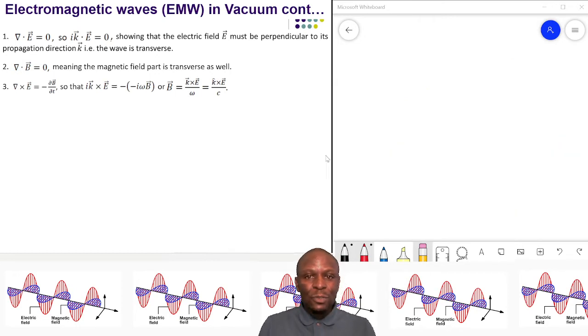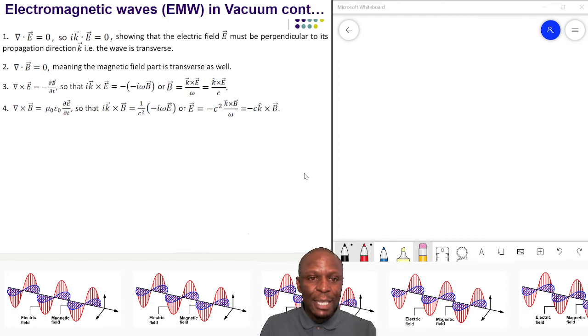Right, now let us also talk about the last Maxwell equation, which is that the curl of B is given by this in vacuum. Whenever I see that, I'm going to write iK, and then this is what I'm going to have. Now if you rearrange this equation, this is what you are going to have.